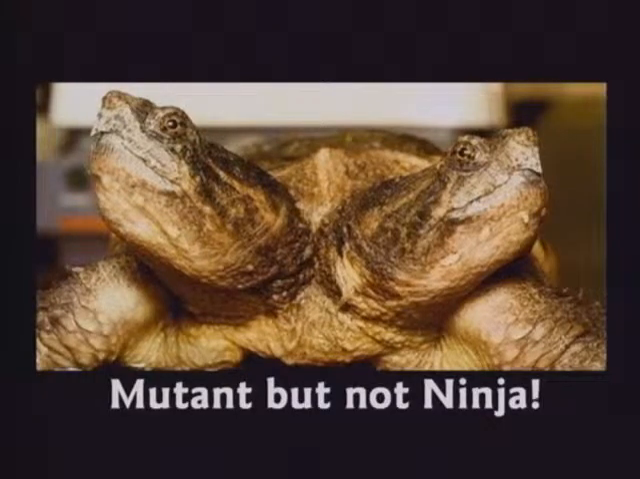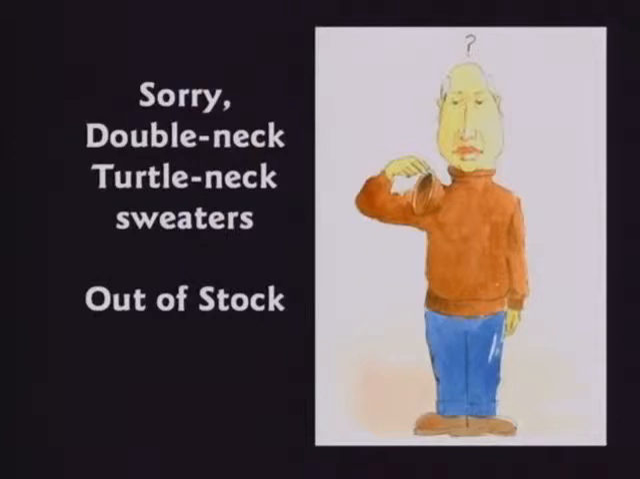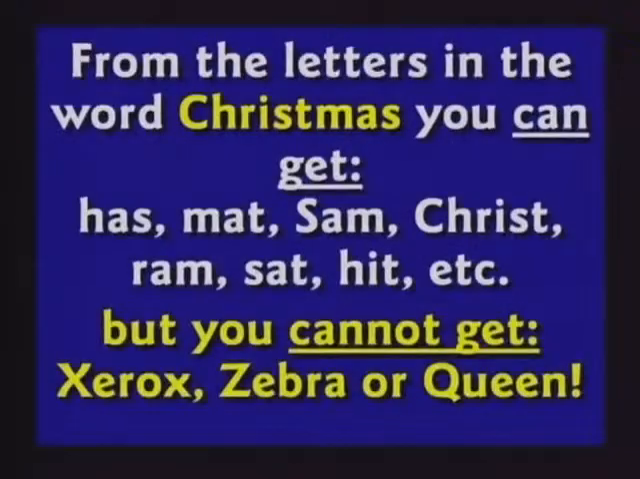Now, he's going to freeze first winter because nobody makes a double-neck turtleneck sweater. I've never seen one. See, a mutation is scrambling existing information. It's not new information. If you scramble up the letters of the word Christmas, you can get all sorts of different words. But you're never going to get Xerox, zebra, or queen out of Christmas. The letters aren't available. And scrambling existing gene code will not give you new information.